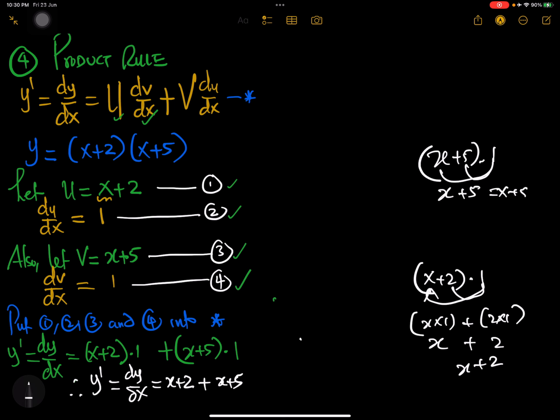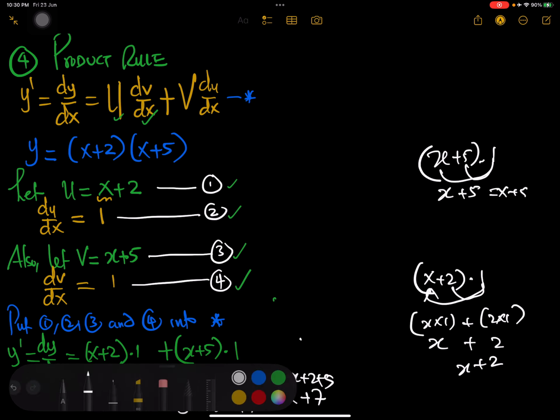Now, if we simplify, we get x plus 2 plus x plus 5, that is x plus x plus 2 plus 5. And that gives us 2x plus 7. So therefore, our y prime is going to be equal to 2x plus 7. And there you have it for the rule known as the product rule.